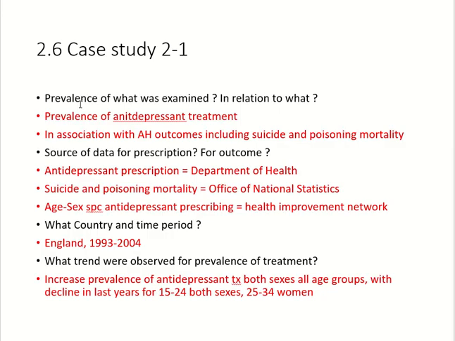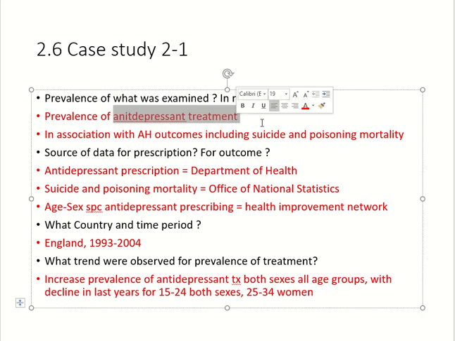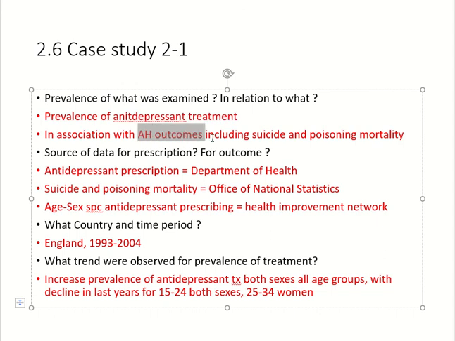Also, in case study number 2.1, this is looking at the prevalence of antidepressant treatment in association with adverse health outcomes, including suicide and poisoning mortality. They received data from 3 different places. For antidepressant prescription, they looked at the Department of Health. For suicide and poisoning mortality, they looked at the Office of National Statistics. And for age and sex-specific antidepressant prescribing, they looked at the Health Improvement Network.